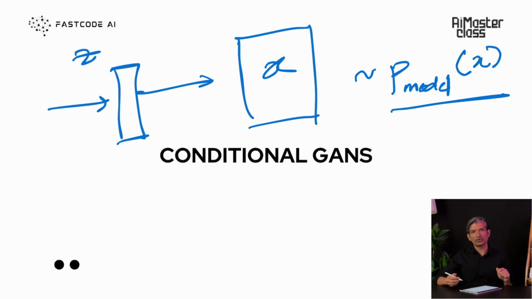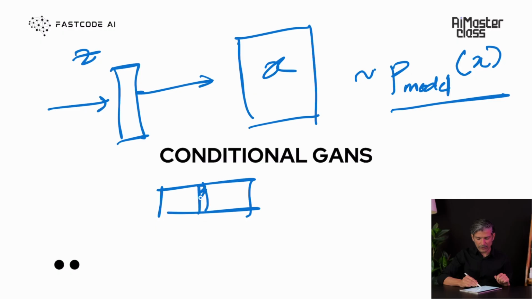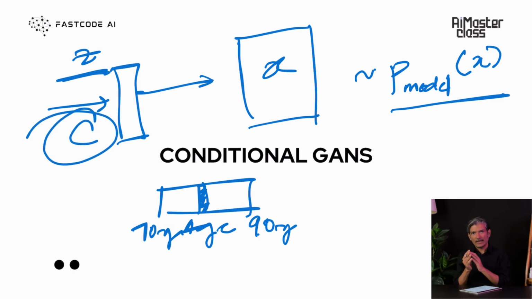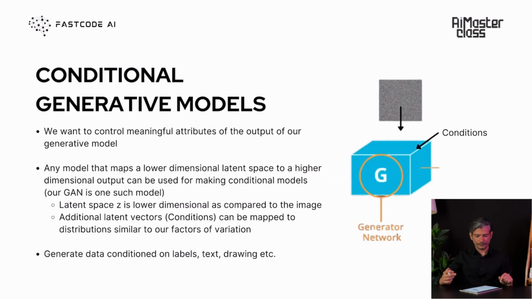But what if we wanted to do more? Remember in that demo we saw there was a slider for, let's say, age. So here it's maybe 10 years old and here it's 90 years old. So how do you give that additional information along with that Z? How do you also give a condition? This condition is what we use to then control the output of a generative model such as a GAN, a generative adversarial network, and let's see how.